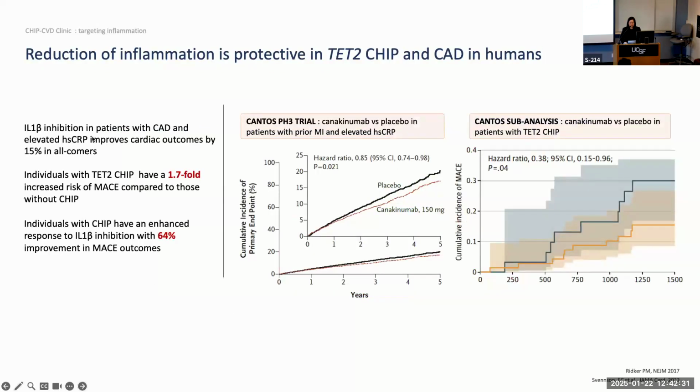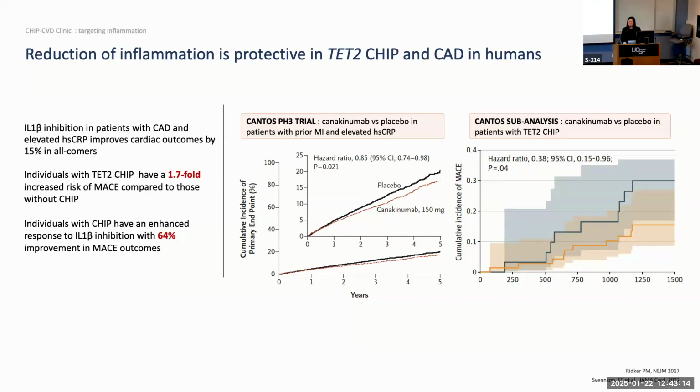The CANTOS study was published about 5 or 6 years ago, perhaps even more now, and looked at the role of IL-1 beta inhibition through the use of a monoclonal antibody that targeted IL-1 beta, canakinumab, in patients with known cardiovascular disease who also had elevated high sensitivity CRP. This was done out of Paul Ridker's group, and he has focused his life on looking at the effects of inflammation and cardiovascular disease. And he was able to show in this specific population, so again, patients with known cardiovascular disease and an elevated marker for inflammation with high sensitivity CRP, improved cardiac outcomes by about 15% compared to all comers.